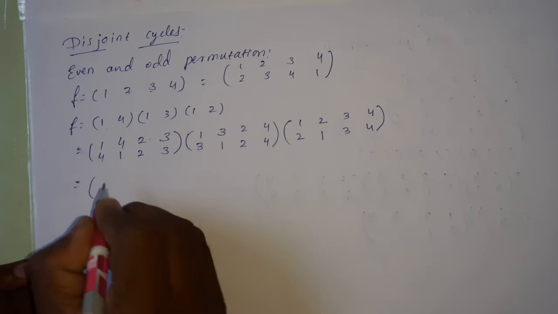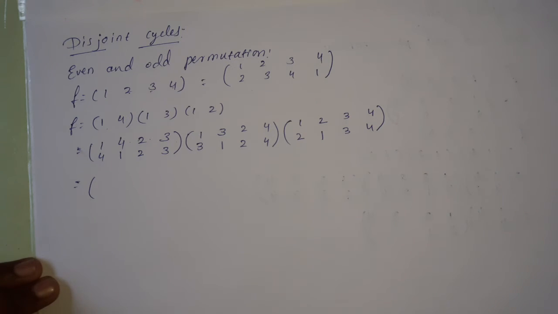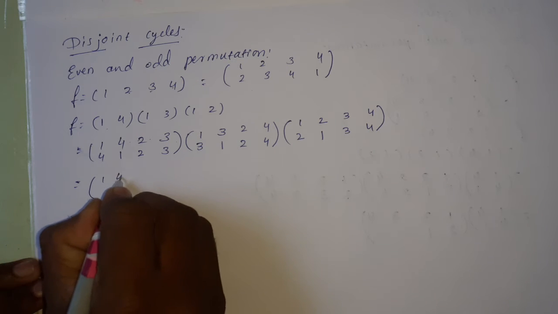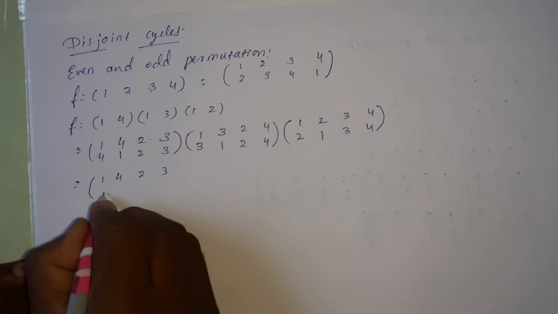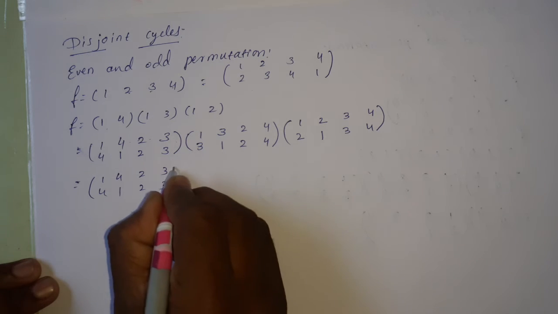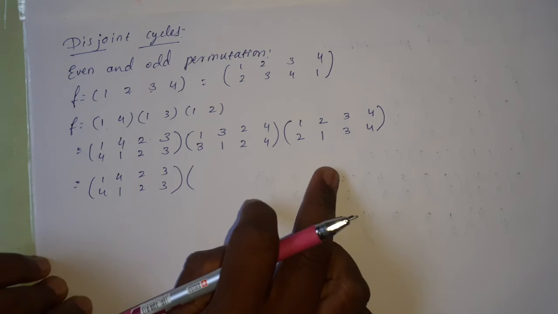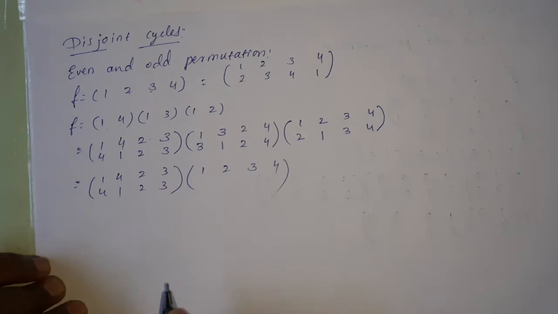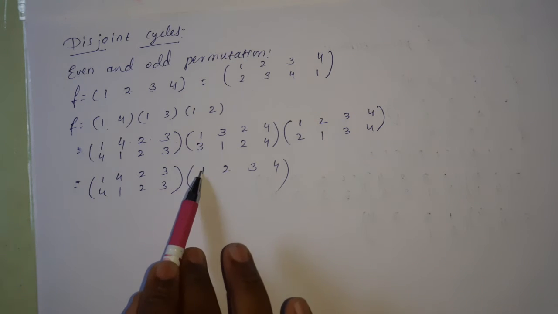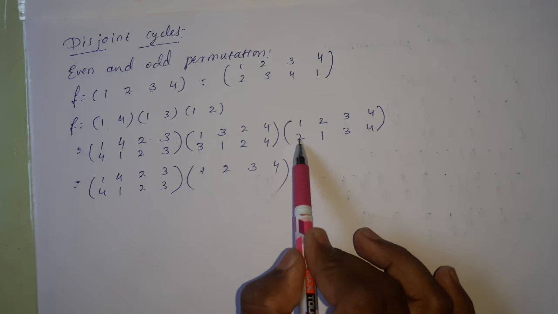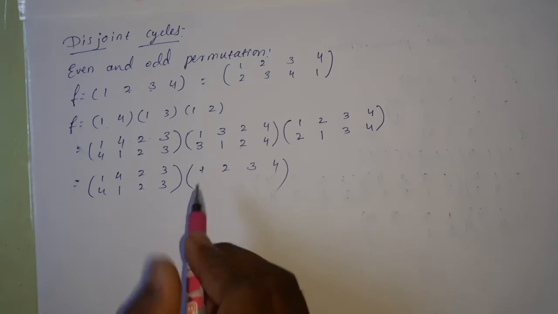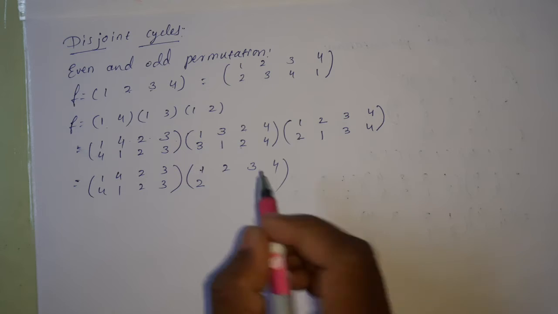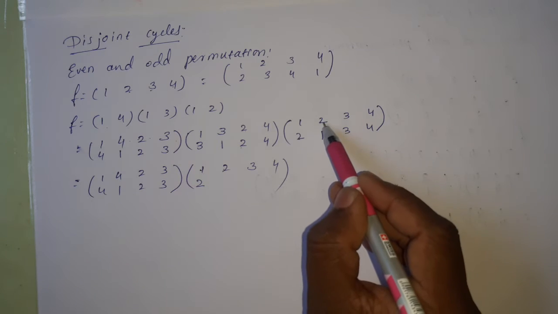Now multiply. While multiplying the permutations, we should go from right to left. So first permutation as it is, that is 1, 4, 2, 3 on top, 4, 1, 2, 3 below. Now the elements in these permutations are 1, 2, 3 and 4. And already we know how to multiply two permutations. Now image of 1 is 2 in the second permutation and image of 2 is 2. So here we should consider 2. Now consider image of 2.